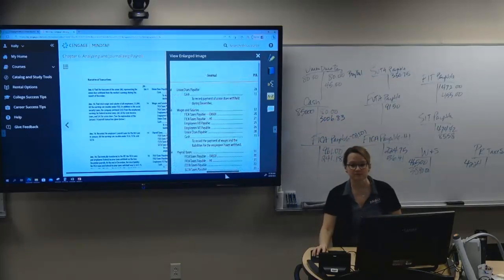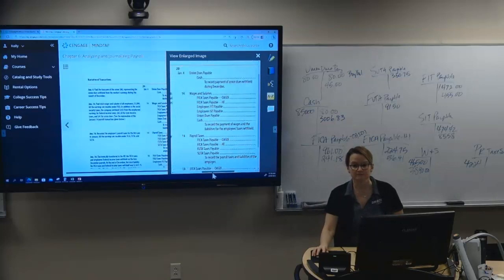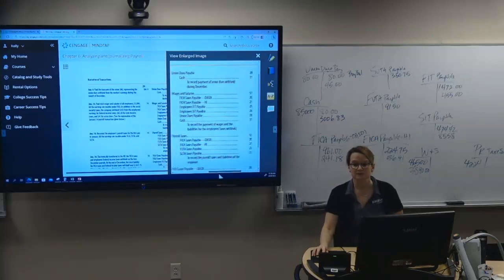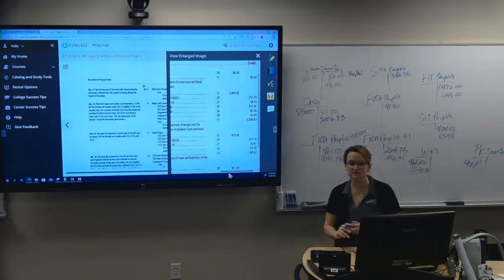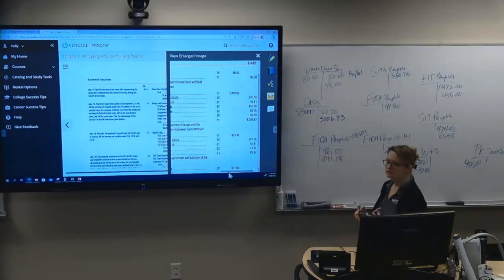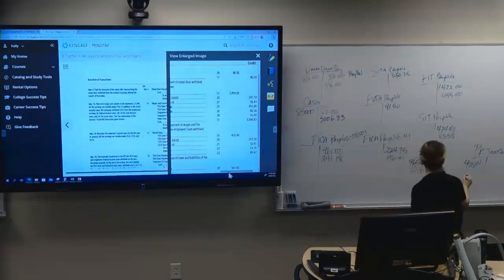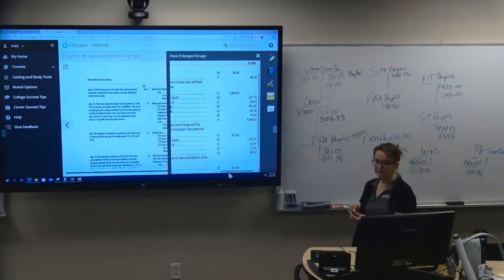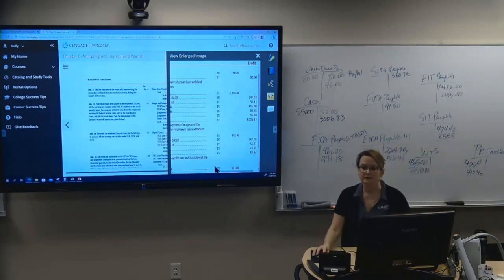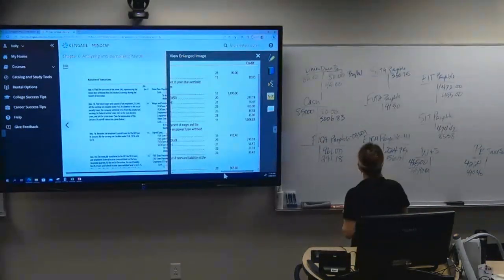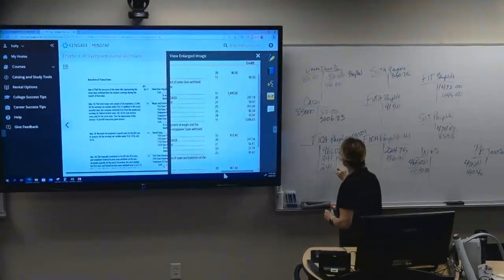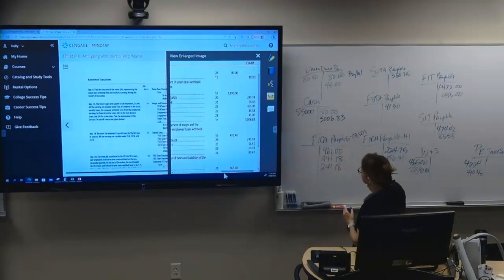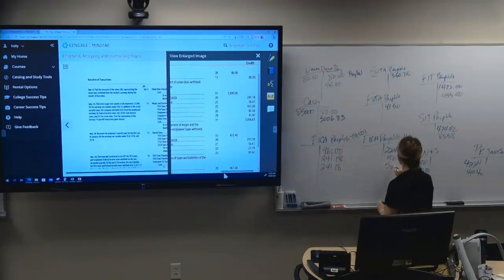Okay, so that's on the 14th. Also on the 14th, we're going to make these entries. So we're going to debit payroll taxes, and this is the amount that the employer owes. So 41040 to that expense. And OASDI 24118 and 5641.